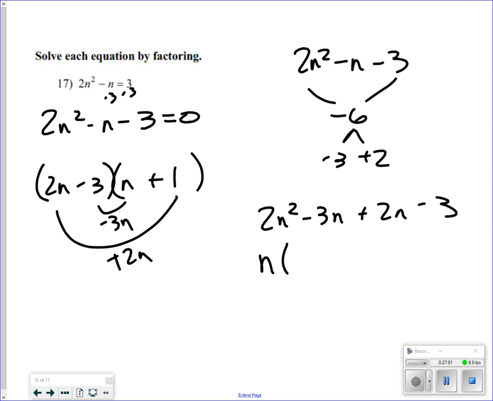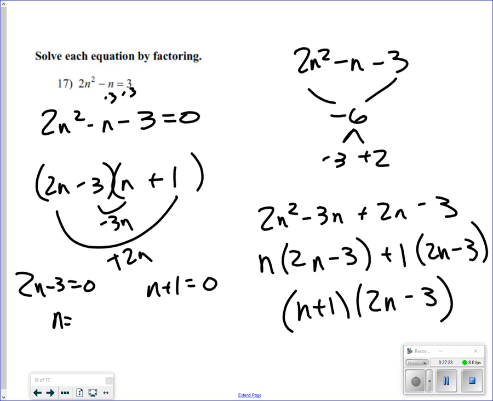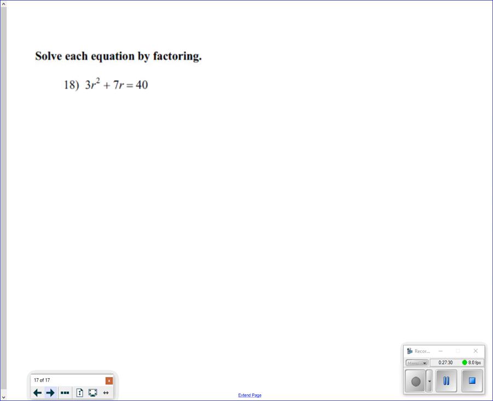GCF of the first two is an n. There is no GCF to the second two. And so I end up with an n plus 1 and a 2n minus 3. Once I have it in factored form, to solve it, you merely have to set the parentheses equal to 0 and solve. Make sure it equals 0 first.